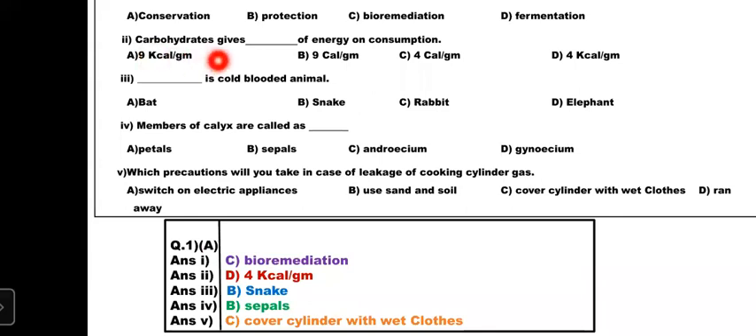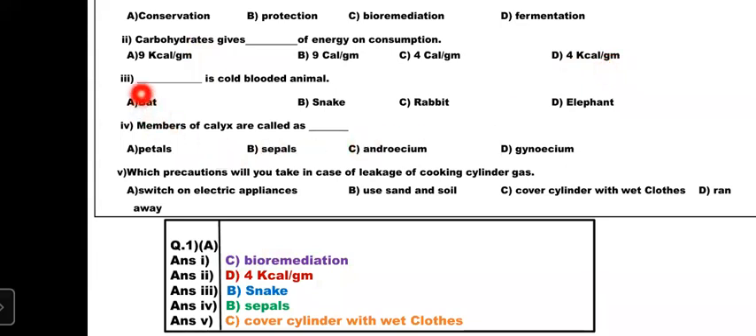Second one. Carbohydrates give dash of energy on consumption. What are the alternatives? A, 9 kilocal per gram, B, 9 cal per gram, C, 4 cal per gram, that is calories, cal means calories, and D is 4 kilocalories per gram. So the correct answer, I have written answer second, D, 4 kilocal per gram. So you have to mention its alternative D. Remember, carbohydrate gives 4 kilocal per gram of energy on consumption.